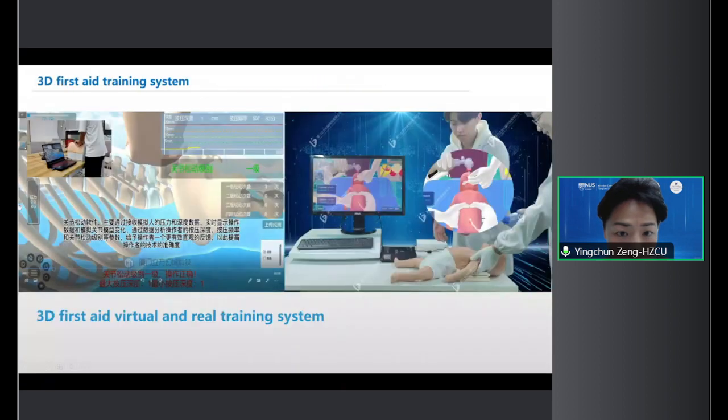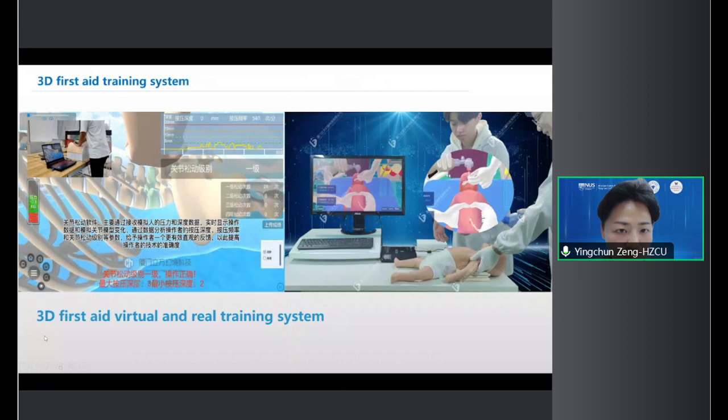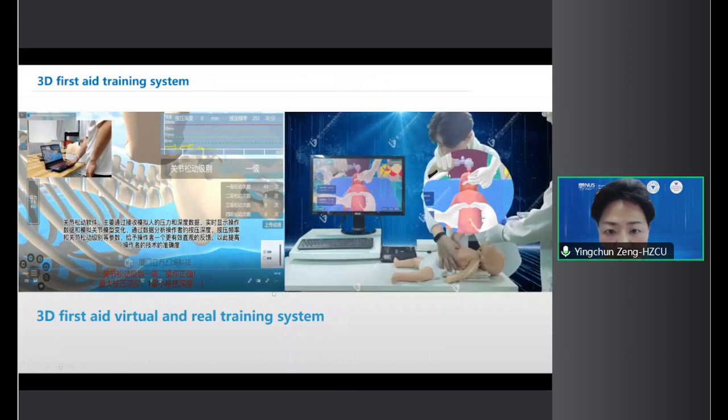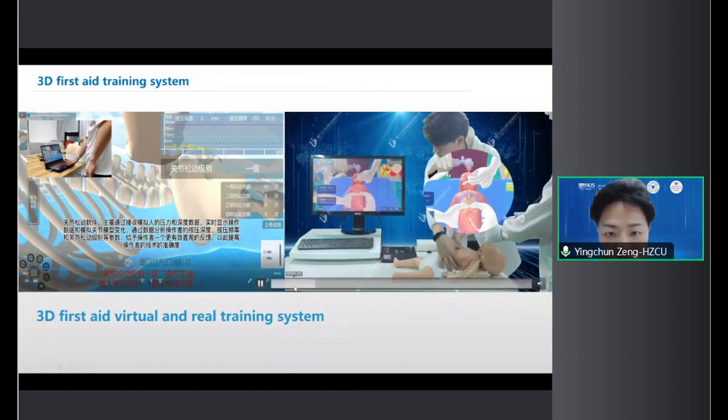So another type of nursing education technology. We can see this is a 3D first aid training system. This is another system for young babies.